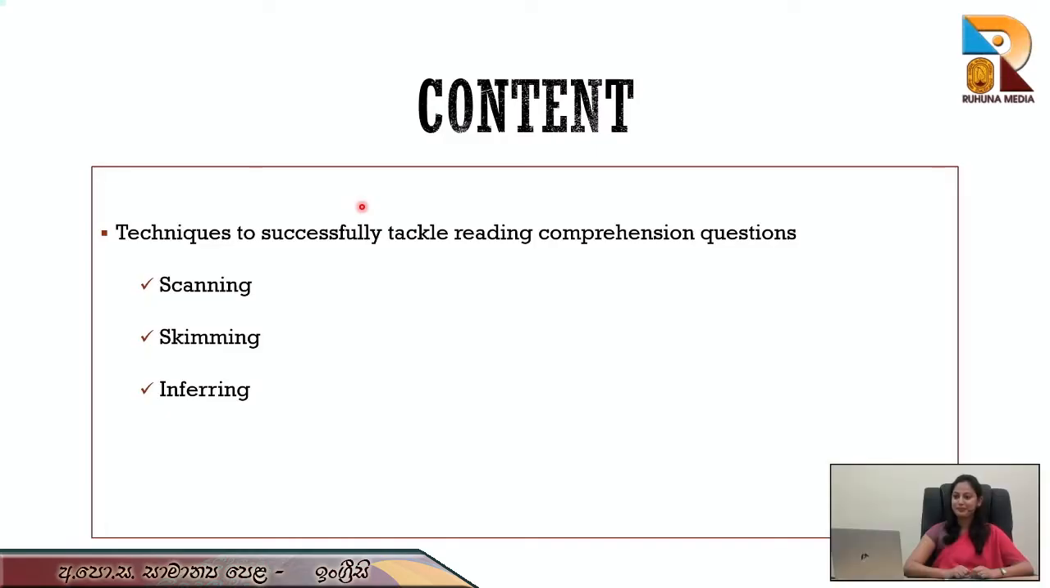Here, you can see the content we are going to cover today. As I have said to you earlier, we are going to cover 3 essential reading strategies, namely scanning, skimming, and inferring. Now, don't be scared of these terms. You are going to learn these techniques one by one in a simple way. And then we are going to practice these techniques with the use of some questions from your past papers.